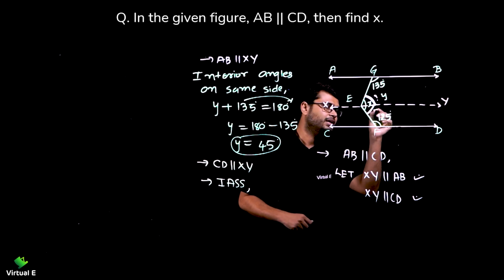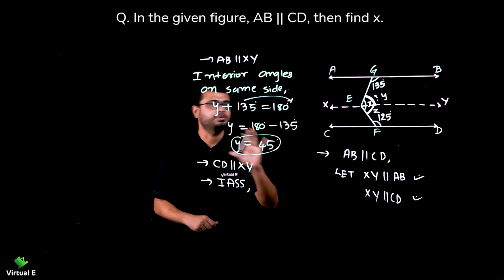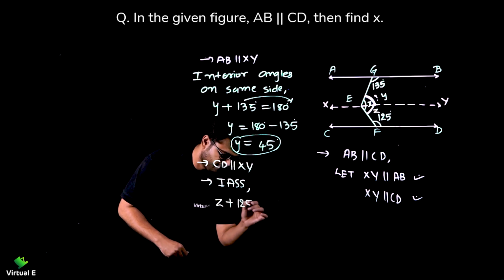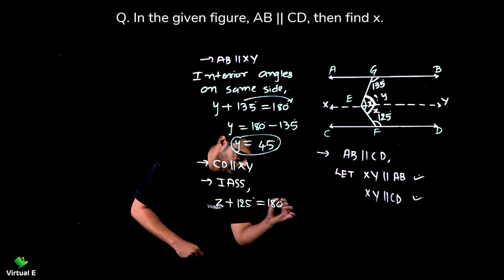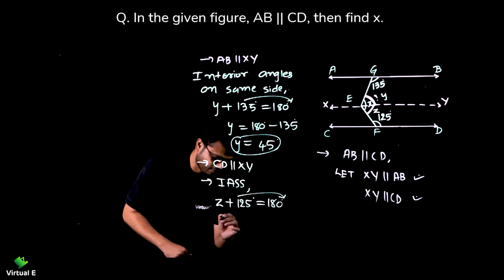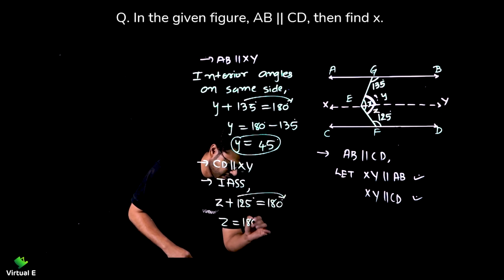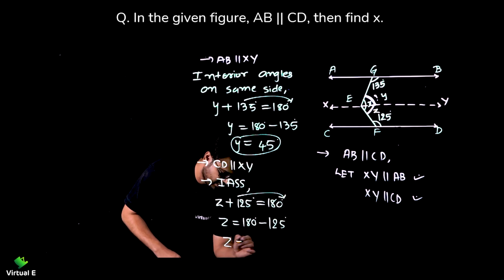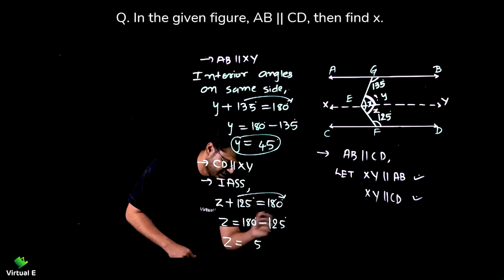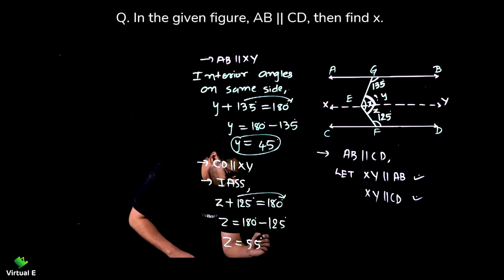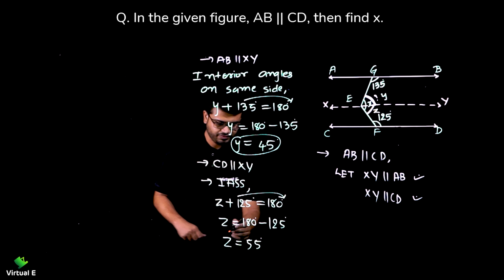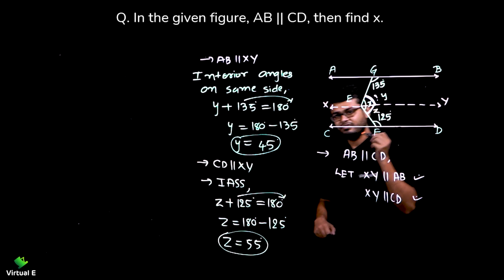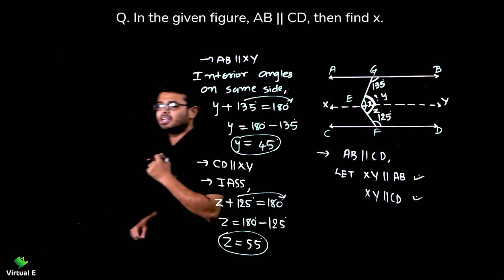So let's name this part Z for calculation purposes only. So we can write Z plus 125 is equal to 180 degree. Let's shift 125 over there. So Z is equal to 180 degree minus 125. So 10 minus 5 is 5, 7 minus 2 is 5 as well. So the value of Z is 55. This angle is 45. This angle is 55. Now add them up so we get the value of X.